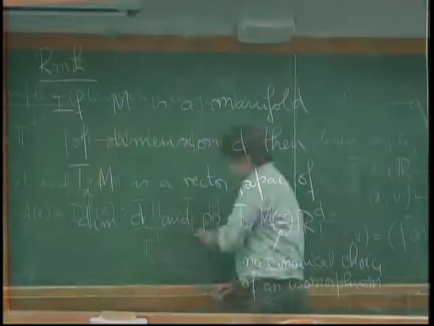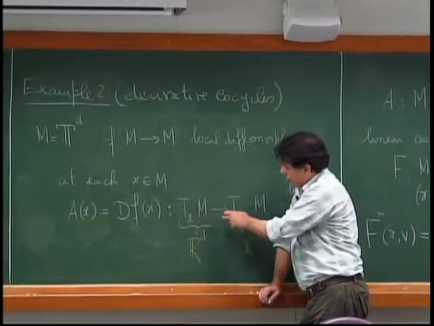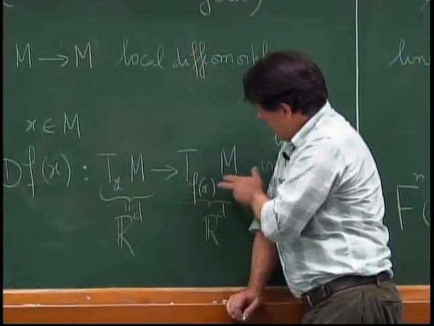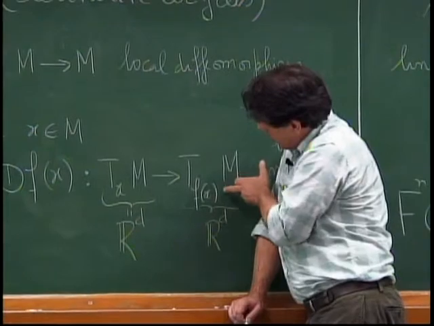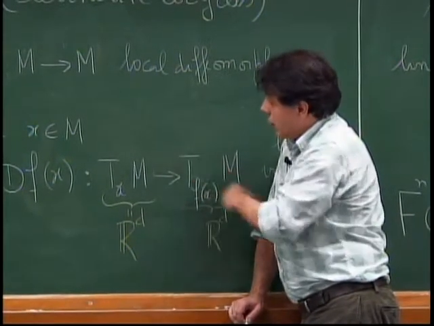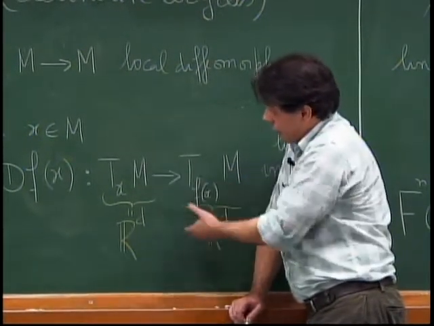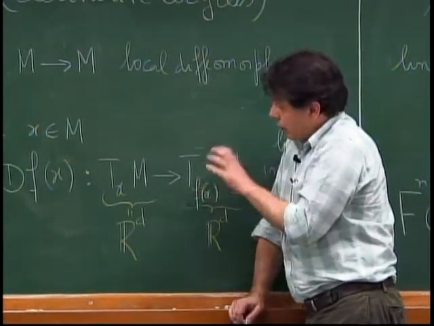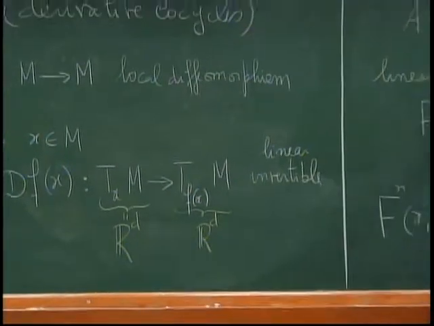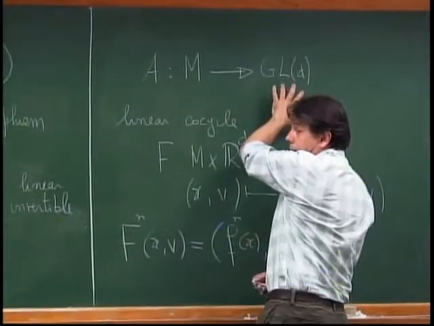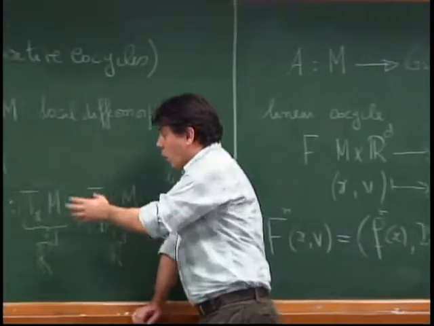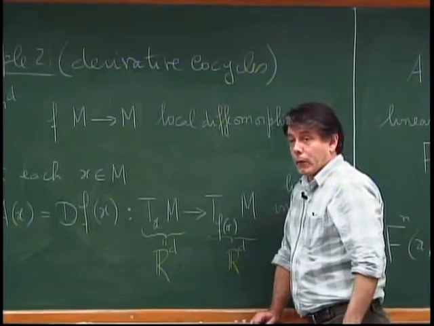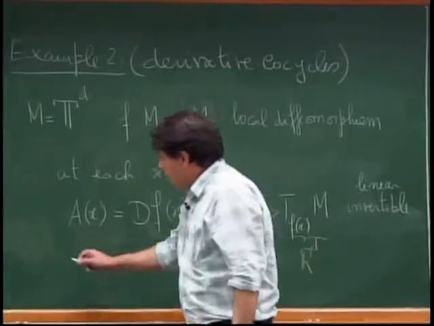And here we need such a rule, because if I identify TxM with Rd in a way, and I identify the tangent space at the image in a different way, if I change the isomorphisms, the matrix that I get changes. So in order to have A of x well-defined as a matrix, I have to say what is the isomorphism that I use to identify the tangent space to Rd. Okay? In the torus, that's not a problem.